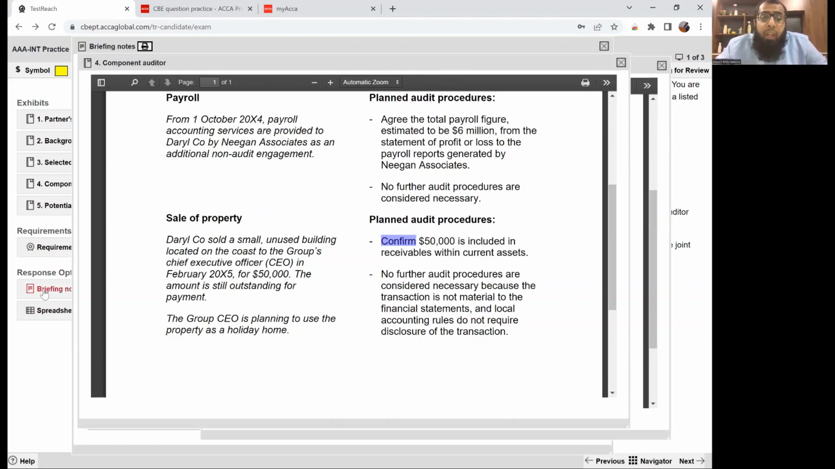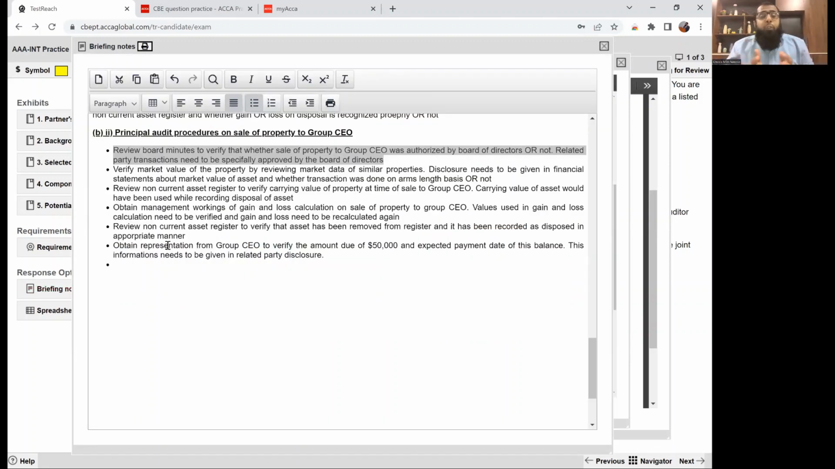Now the examiner asked us to write 6 procedures in relation to it. So how will we draft these 6 procedures? It just clicks in our mind and we start thinking that, okay, I have to give the market value. So go and verify the market value. Okay. I have to look at the gain and loss calculation. I have to look at the carrying value. Okay. I have to look at the due date.